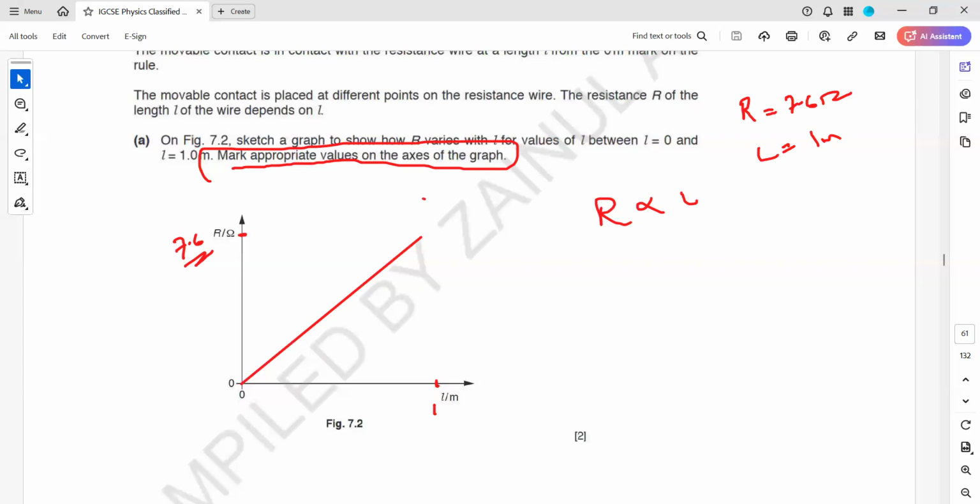Sir, if the values are inversely proportional, how will we draw the graph? If the values are inversely proportional, then the graph will be a curve and it won't touch either of the axes, neither the x-axis nor the y-axis. And the product will be constant.